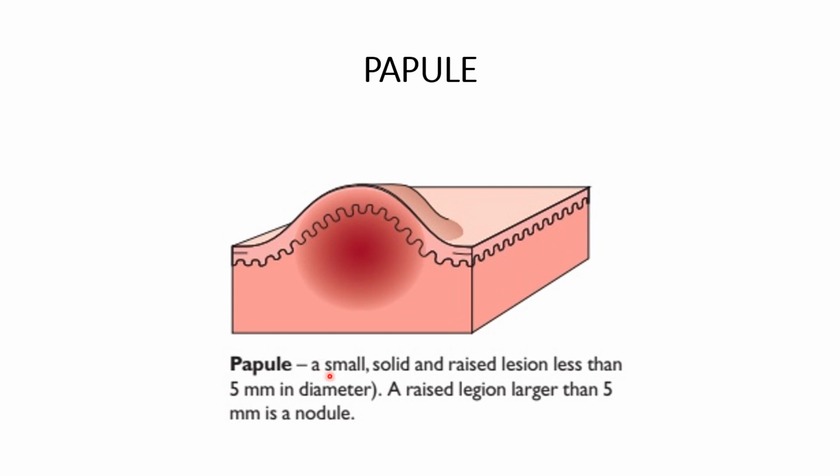Papule. Papule is said when there is a small solid and raised lesion, but this lesion should be less than 5 mm in diameter, so it is called papule. And when diameter is more than 5 mm, it is known as nodule. So less than 5 mm diameter it is papule, and more than 5 mm in diameter it is nodule.